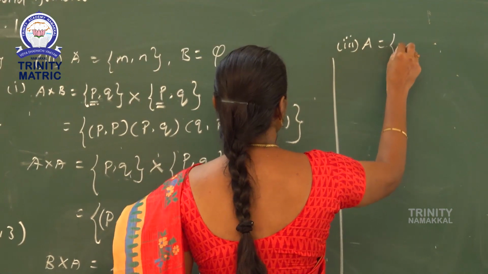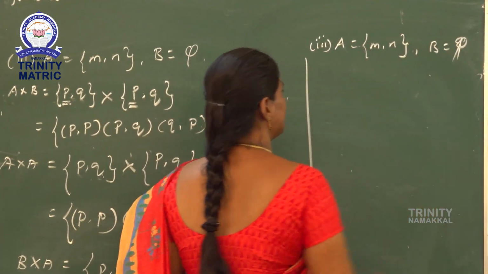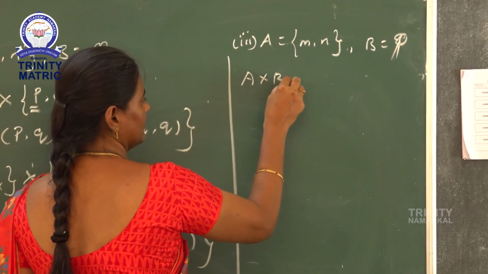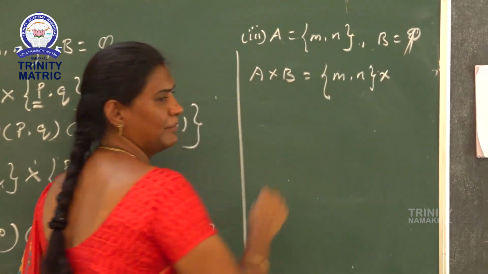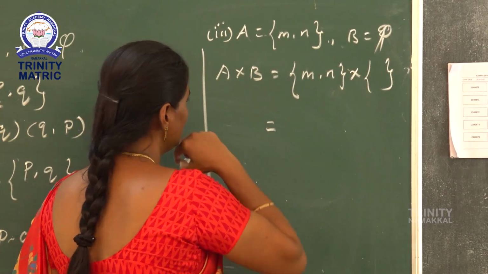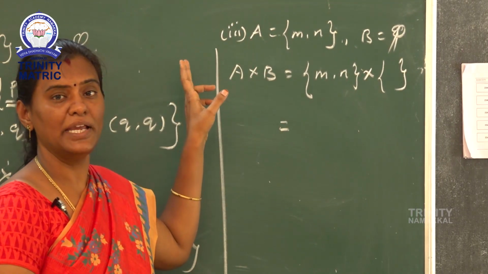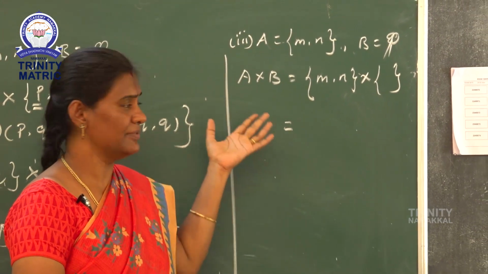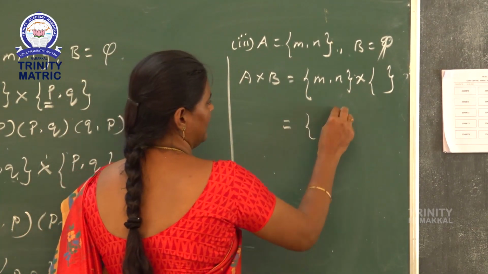A is equal to {m, n} and B is given as the empty set. Here we have to find first A cross B. The set A is {m, n} cross the set B, which is given as the empty set. Now here the sets A and B must be two non-empty sets for us to do the Cartesian product, otherwise we cannot do it. Here the set B is the empty set, so A cross B is the empty set.